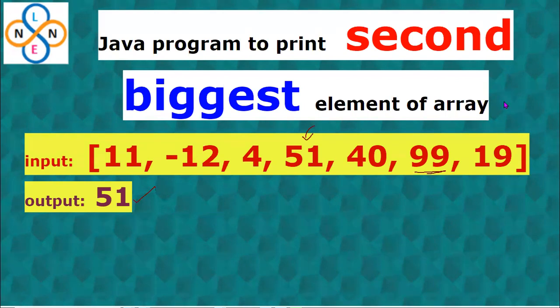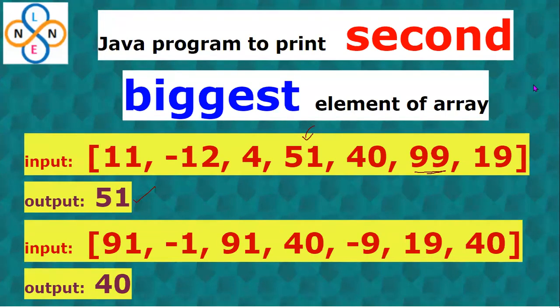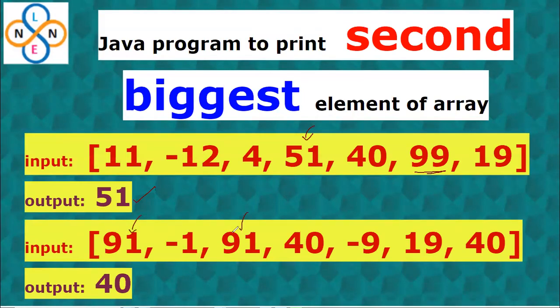What if the elements are repeated, even the biggest element and also the second biggest element? For example, 91 and 91 is the highest element, which is repeated. And then 40 and 40 is also repeated, along with some other positive and negative numbers. In this scenario also, which is the second biggest? 91, 91, both are the first biggest. Then 40 should be the second biggest. So 40 should be our output.